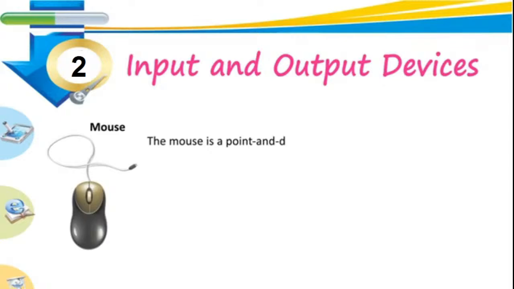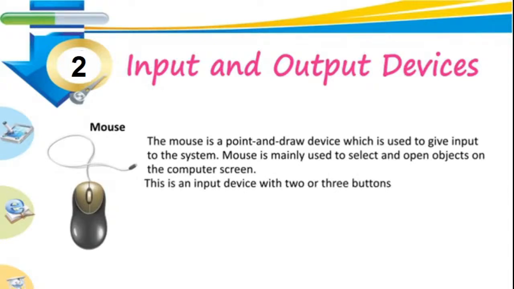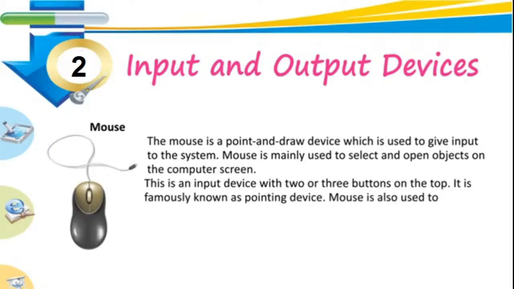Mouse. The mouse is a point and draw device which is used to give input to the system. Mouse is mainly used to select and open objects on the computer screen. This is an input device with 2 or 3 buttons on the top. It is famously known as a pointing device. Mouse is also used to draw paintings and play games.